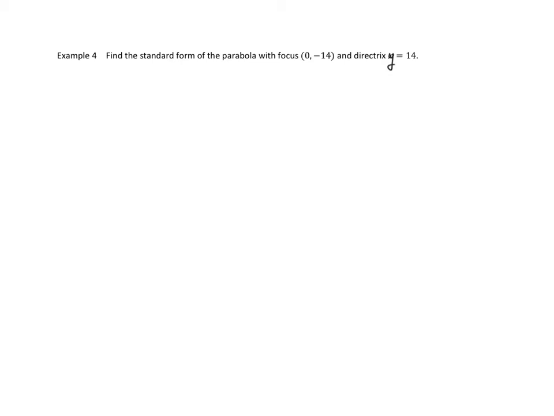All right, same idea in example 4. I want to find the equation of a parabola that satisfies these two conditions, a focus of 0, negative 14, and a directrix of y is equal to positive 14. So if I'm thinking about what the graph looks like, I know the focus is down here. So this is 0, comma, negative 14. And the directrix is up here. This is y is equal to positive 14.